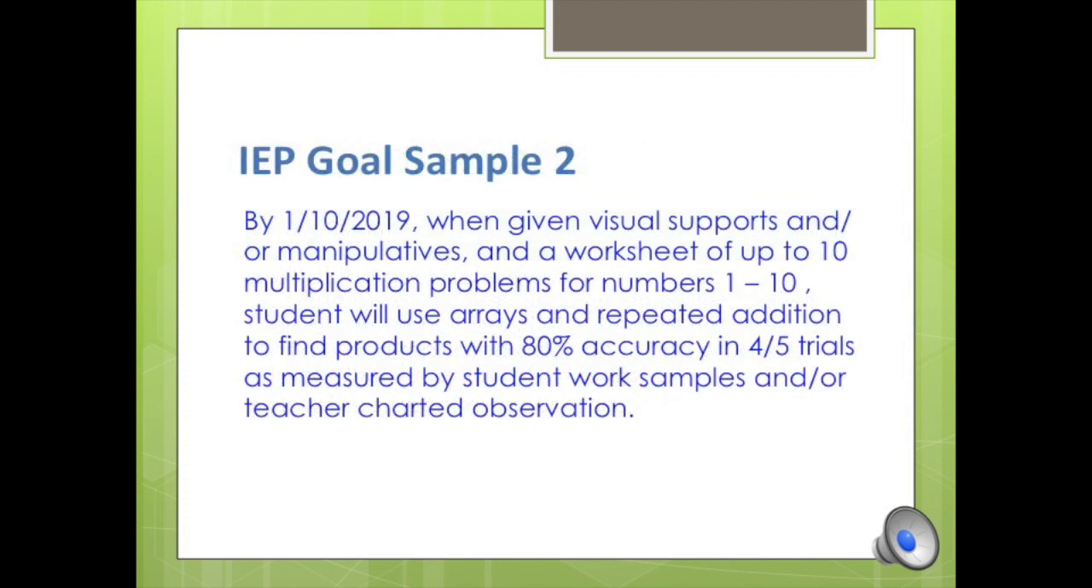Okay, let's look at it all together. By January 10th, 2019, when given visual supports and/or manipulatives and a worksheet of up to 10 multiplication problems for numbers 1 through 10, student will use arrays and repeated addition to find products with 80% accuracy in 4 out of 5 trials as measured by student work samples and/or teacher-charted observation.